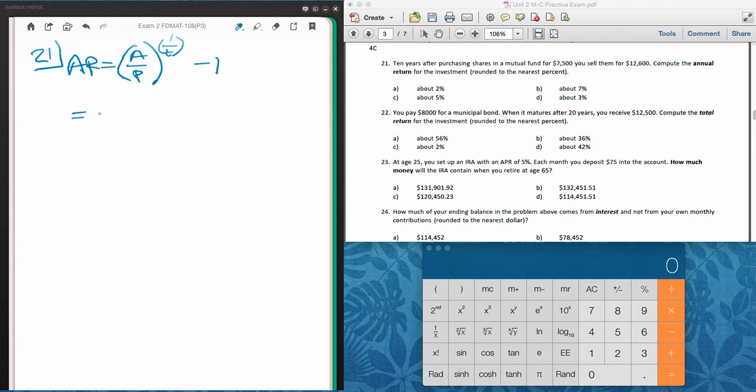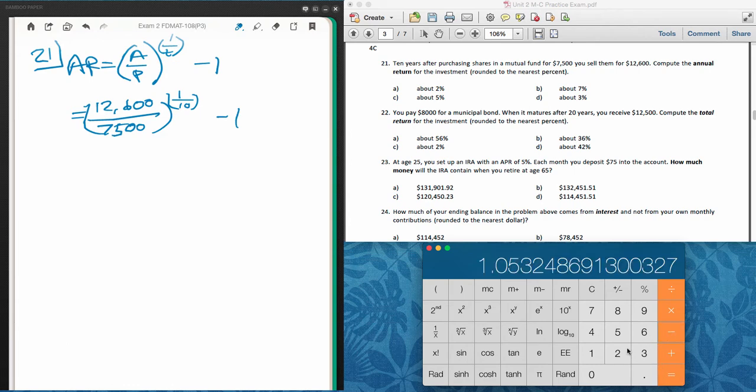So let's go ahead and put in the values we know. We do know that we have 12,600. We do know our principal is 7,500. And we know that the number of years are 10 years. So 1 divided by 10. And we'll subtract 1. So now we go to the calculator, 12,600. Now if you remember, 1 divided by 10 is actually 0.1, so keep that in mind. So 12,600 divided by 7,500. And if you didn't know that, you could always go 1 divided by 10 to figure that out before you get to this stage, but then I raise it to the power of 0.1. And then I subtract 1.